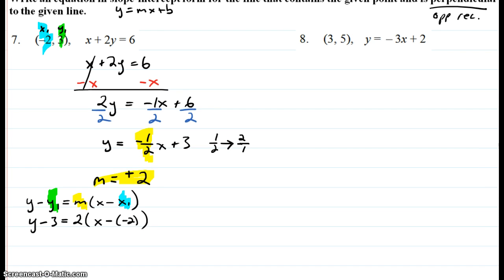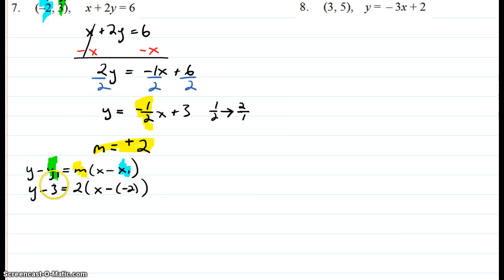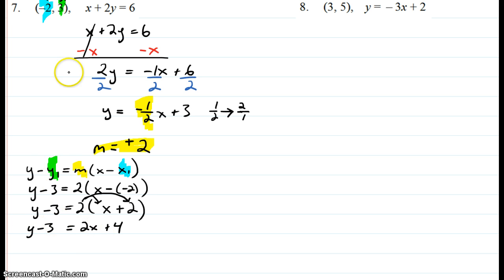So before we distribute this, let's take care of the inside. y minus 3 equals 2 times x. When you minus a negative, it becomes a positive. So now let's distribute. And so we get 2x, and you have to distribute to both terms, plus 4. So we have y minus 3 equals 2x plus 4. Now just move the 3 over, add 3 to both sides, and we finish with y equals 2x plus 7.